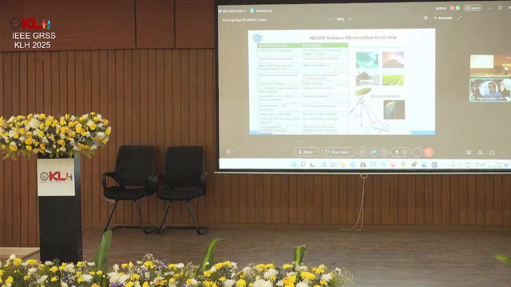The incidence angle is going to be between 33 degrees and 47 degrees. It'll have a sun synchronous orbit with an overpass time of 6 a.m. and 6 p.m.